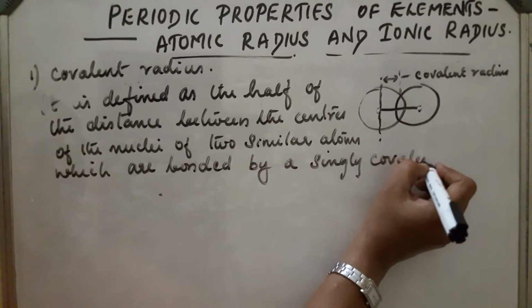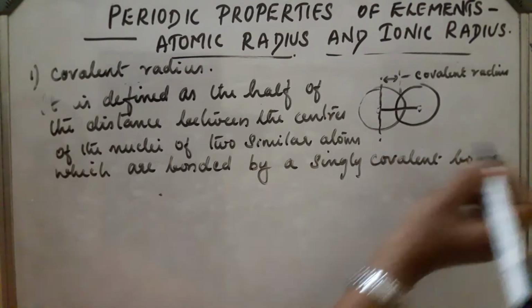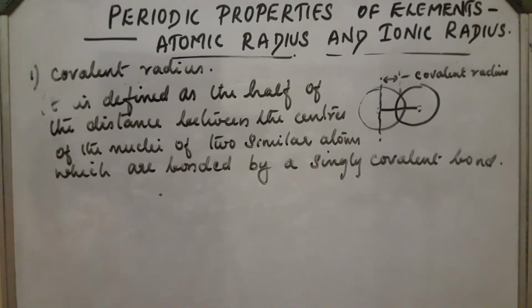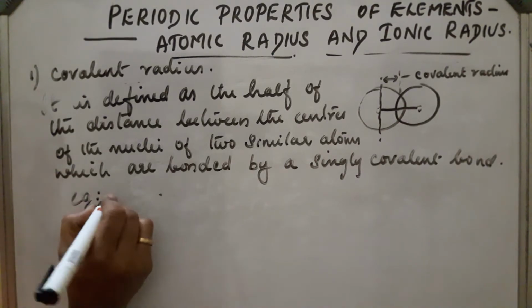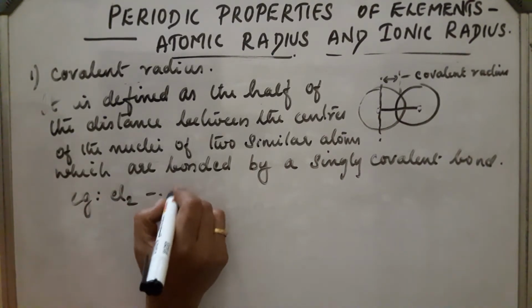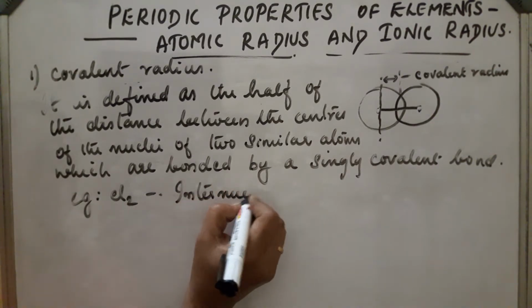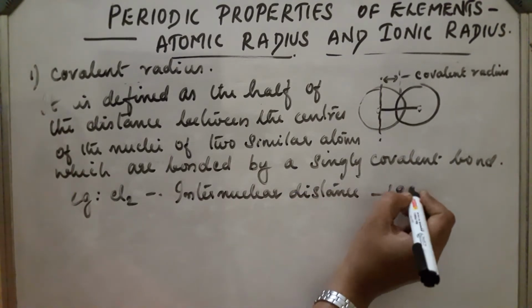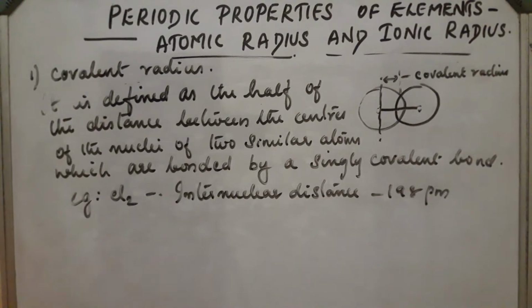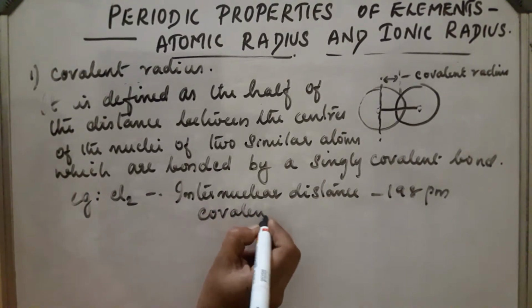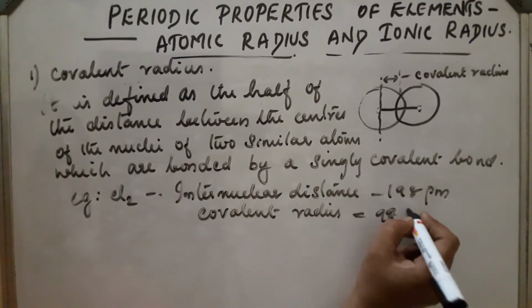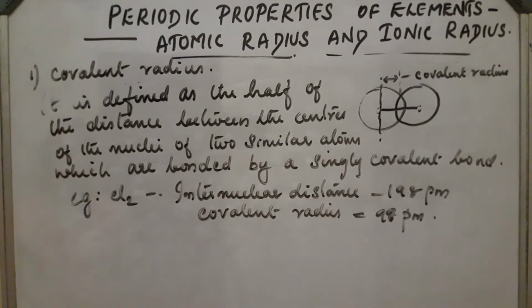So here the half distance will be this much. This will be the covalent radius. Let us take one example, the case of Cl2. The internuclear distance is 198 pm, and half the distance will be the covalent radius. So the covalent radius equals 99 pm. Like this, we can find the covalent radius.